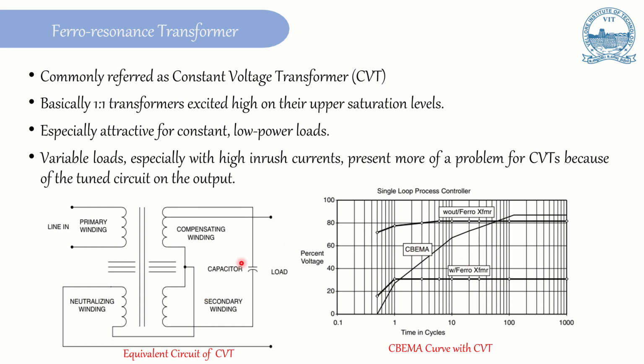So you can observe the CBEMA curve of the equipment with and without the ferro-resonant transformer. Where a ferro-resonant transformer is not present before the load, the load can perform only down to 80% of the rated voltage available at your input. Whereas if I install a ferro-resonant transformer, even if the supply voltage is reduced to 30% of the rated voltage, the secondary voltage will not vary and the equipment will perform without any degradation of performance. This is attractive in the case of constant low power loads. In the case of variable load, it is not feasible because of the heavy inrush current produced in the primary winding, which is going to cause problems to the primary circuit.